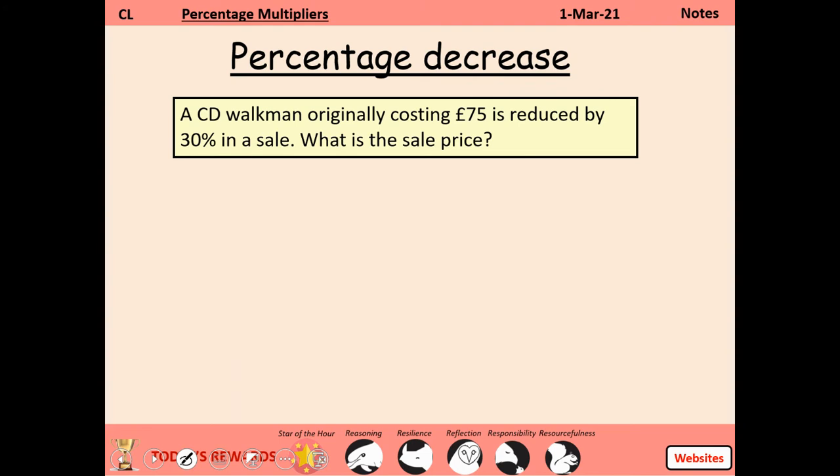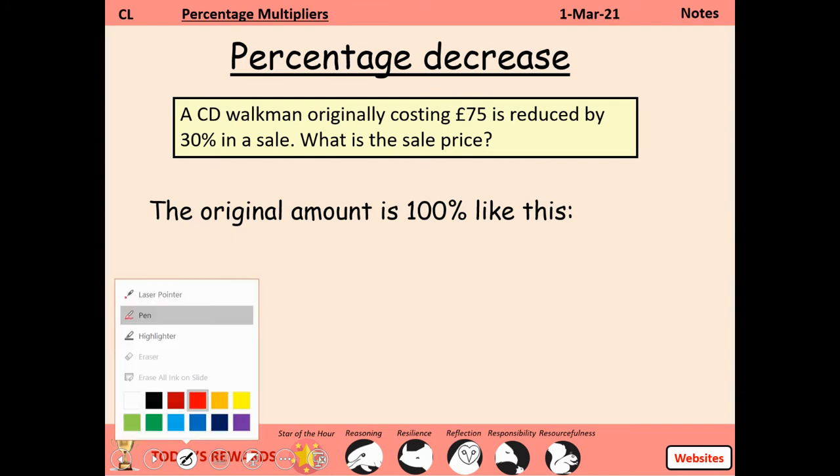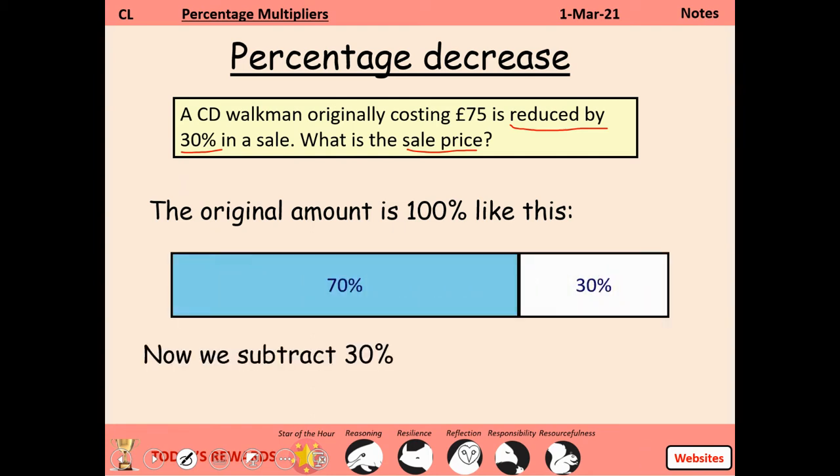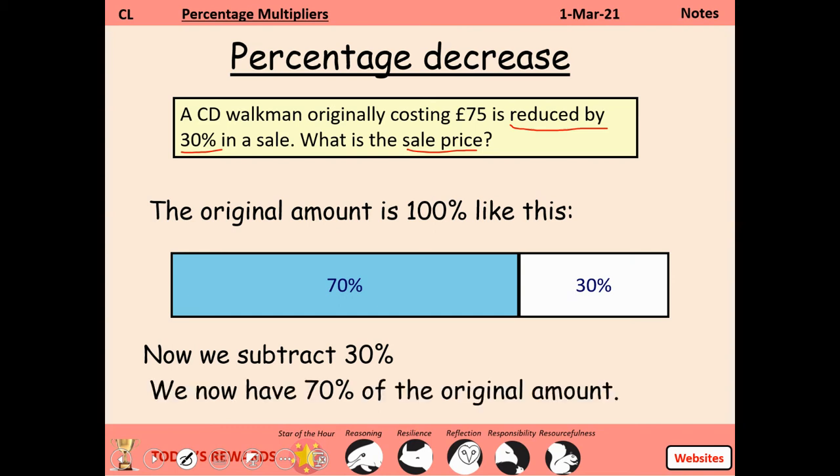A percentage decrease now. If we quickly go through this, it says here, a CD Walkman originally costing £75 is reduced by 30% in sale. What is the sale price? Okay, so the original amount, like we said before, is always 100%. A key bit of information, it says it's reduced by 30%. So what's the new price going to be in terms of a percentage? The original amount was 100%. We subtract 30%. So what we're trying to actually work out now is 70% of the original amount, okay?